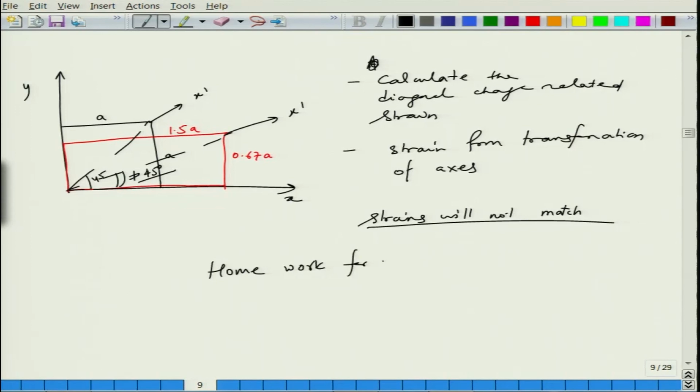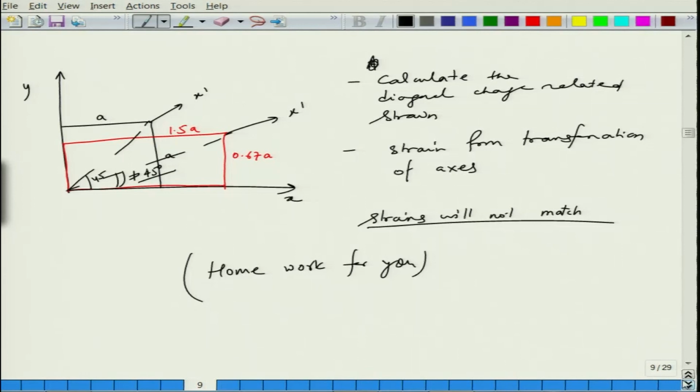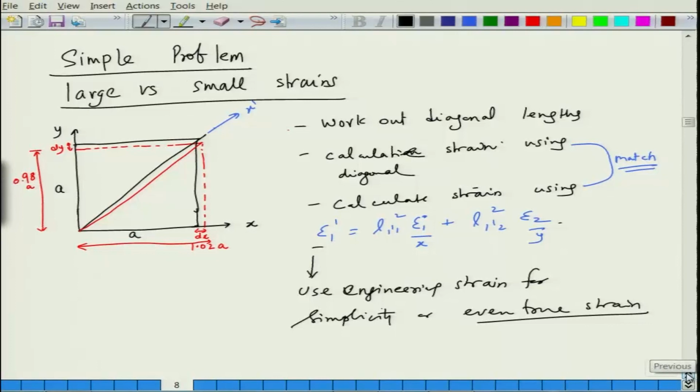So this will be sort of homework for you. You take this block, carry out a small deformation with very small strain, calculate the strain using the diagonal, and then calculate the strain using transformation of axis, and you will see both the strains will nearly match. But if you carry out a large deformation, and apply the same procedure, you will see that the strains will not match, and this will give you an idea of why it is applicable at smaller strain and why it is not applicable at large strain.